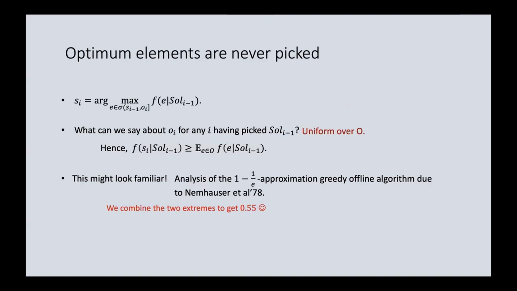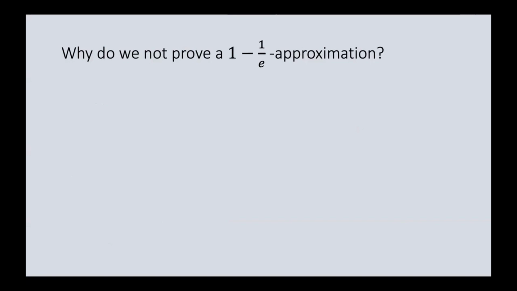We combine these two extremes naturally to get 0.55. But we believe that it is in fact a 1 minus 1 by e approximation in general. So why are we not able to prove a 1 minus 1 by e approximation? This is because the distribution of the opt element Oi may not be uniform after we have picked a partial solution of i minus 1 elements.